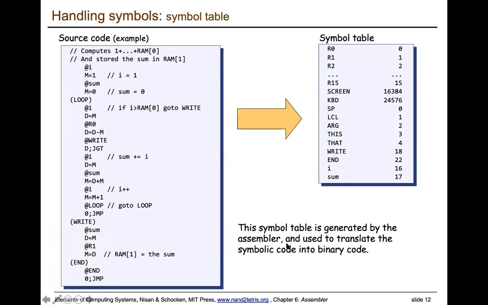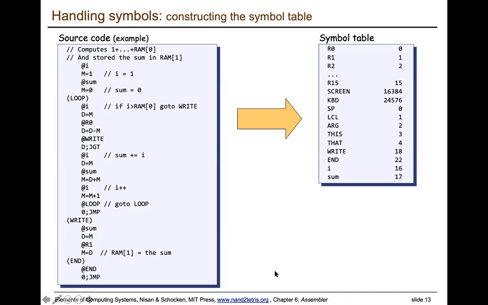So this symbol table is generated by the assembler. Based on this loop, make sure that this slide has one thing missing, which is the loop, right? Loop is 4. And it's used to translate the symbolic code into the binary code.